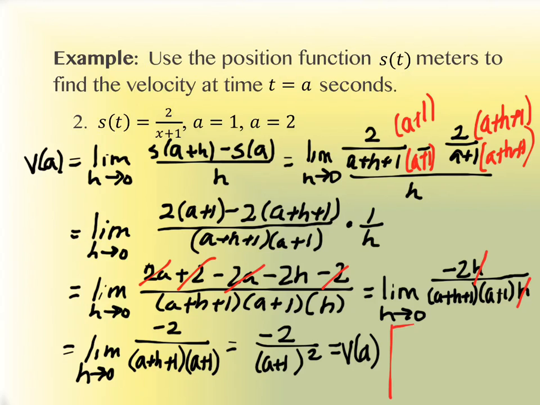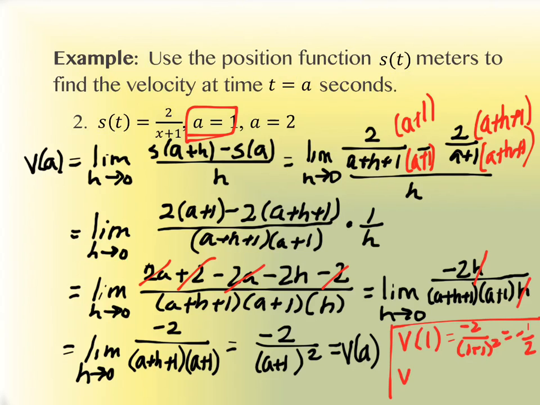Now I can actually just find the one I want. So I can find v of 1, because one of the quantities I was supposed to find was a equal to 1. So I can plug in the number 1. So this is negative 2 over 1 plus 1 squared. What will that become? It will become negative 1/2, yes.